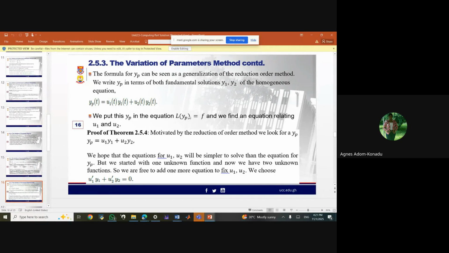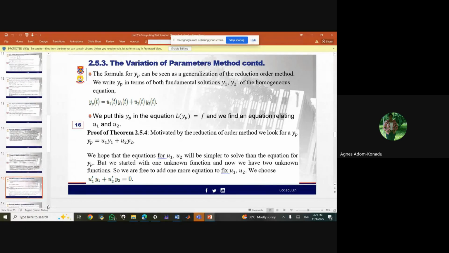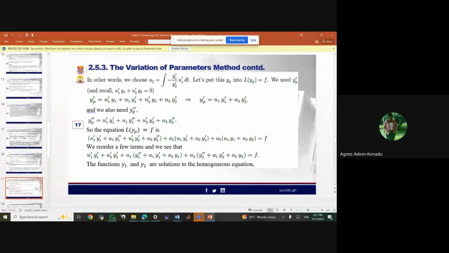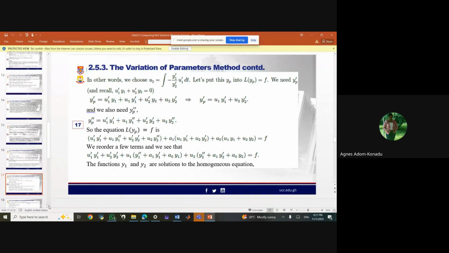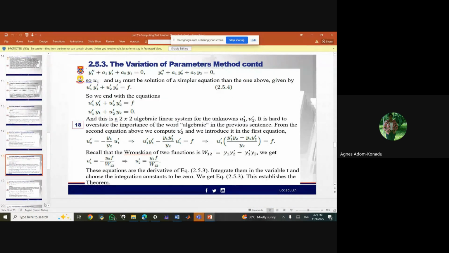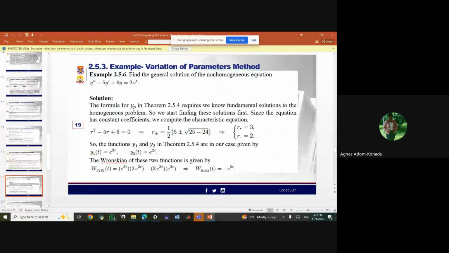But we'll just solve an example. Please, you can take your time to look at the proof, how to get the proof of your u1 and then your u2. The proof is here. But we want to look at an example.